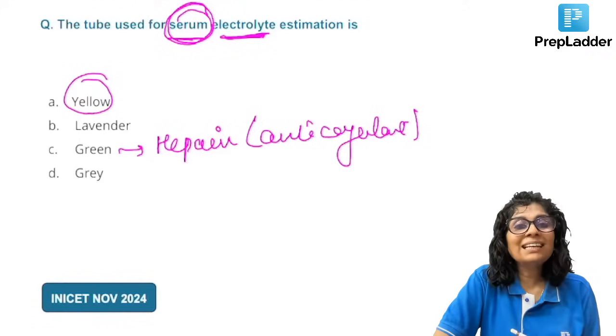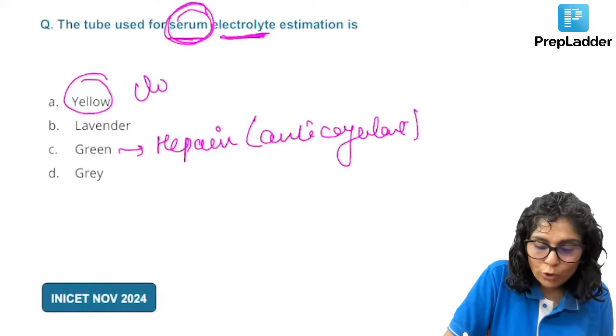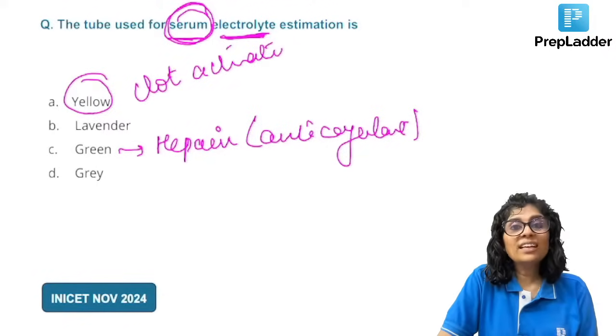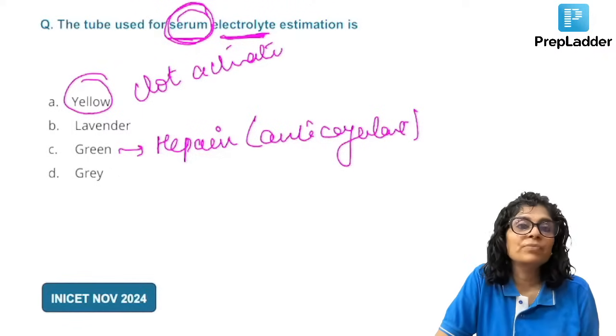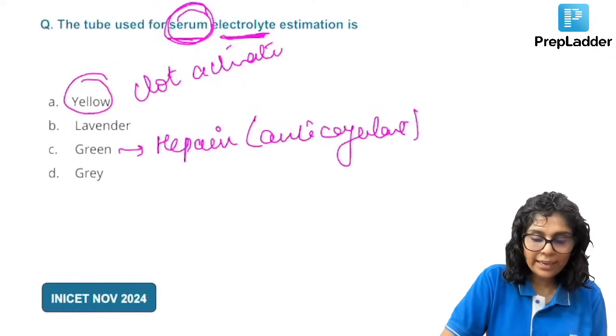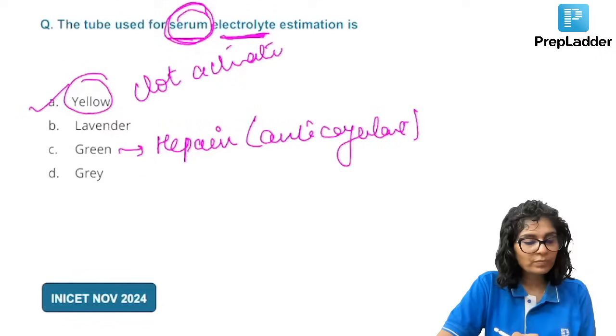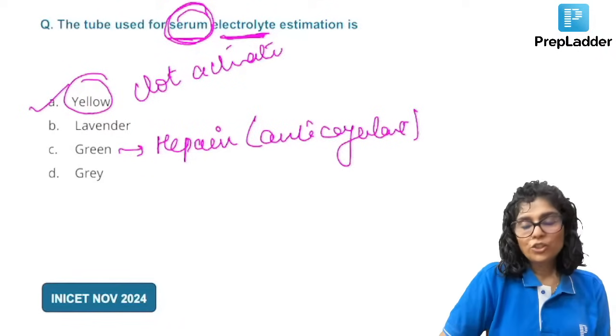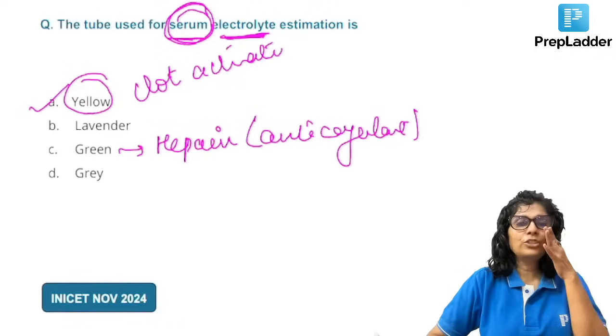What do we spray in a yellow tube? In a yellow tube, you spray a clot activator. So after clotting, what separates above is serum. So what is the right answer here? The right answer here is yellow. Okay, yes. So let's learn about blood collection tubes now.